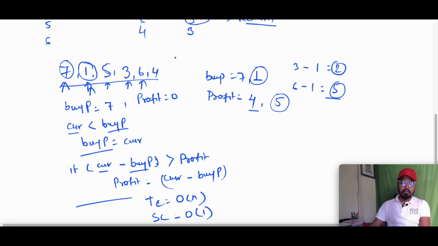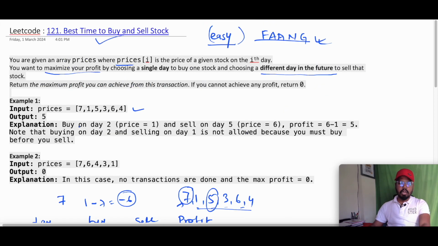Now the pointer will come here and it will check current minus buy price. The buy price is 1 and current is 4. 4 minus 1 equals 3, and 3 is less than 5, so the profit will not be updated. The profit will be 5 and you will return the profit. So the answer will be 5.